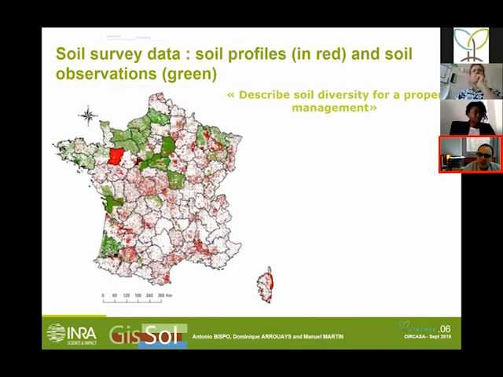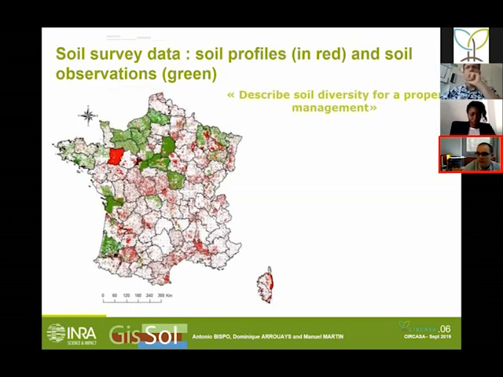And as you can see for France, the situation is very diverse. Depending on the area, you have some areas where you have dense information, and other areas that are more or less blank. About soil, we have quite no information on those areas.